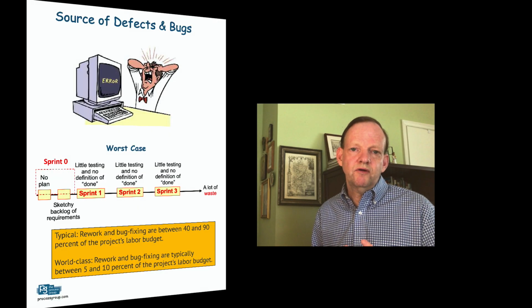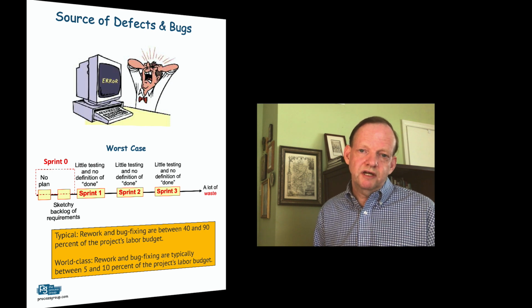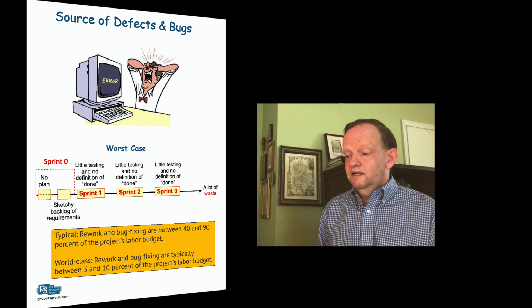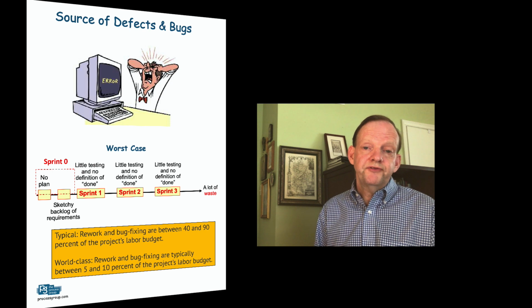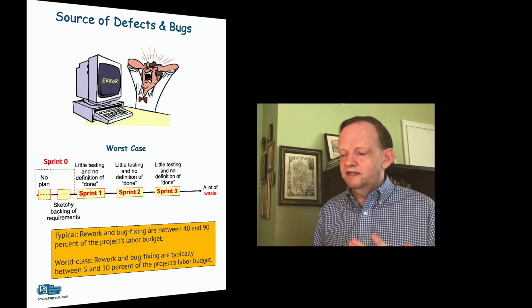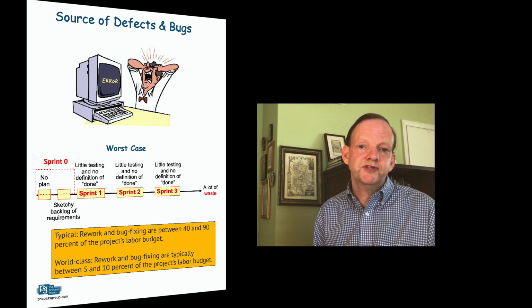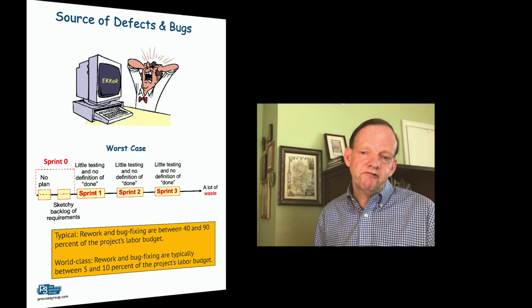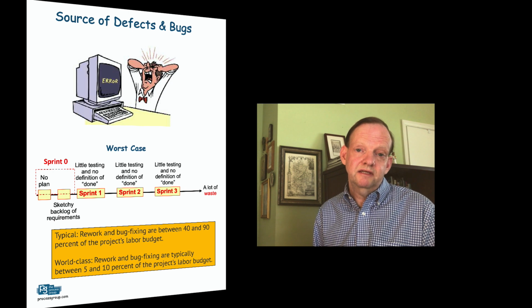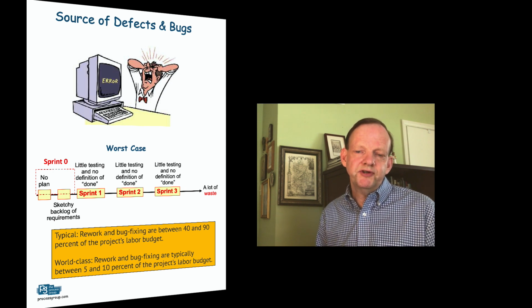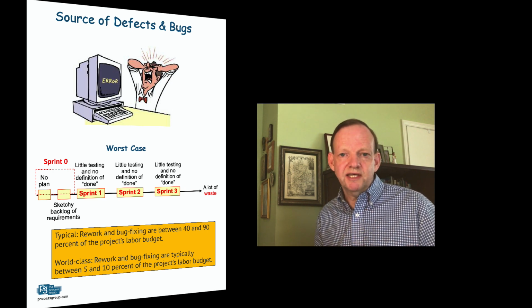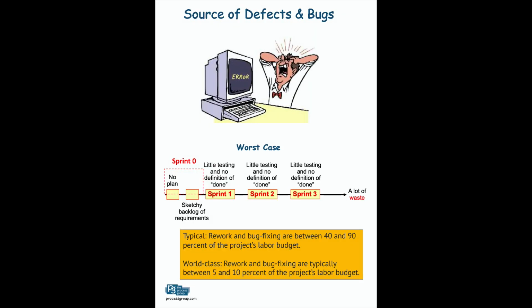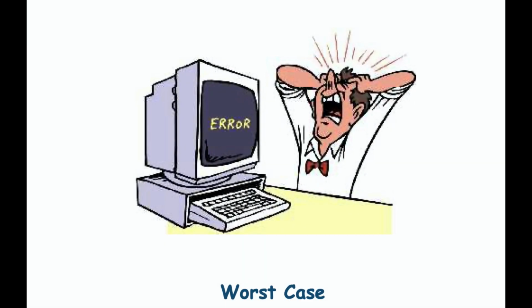Typically, when I visit an organization and the teams are not doing these practices yet to find mistakes early on, their rework rate is between 40 and 90% of their product's labor budget. When I visit a world-class organization, their rework rate is between 5 and 10%. That's a major shift in budget benefit just by finding mistakes early on in the project. And yes, this is a picture of me screaming at most of the software I use day to day.